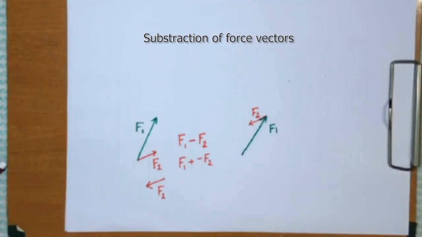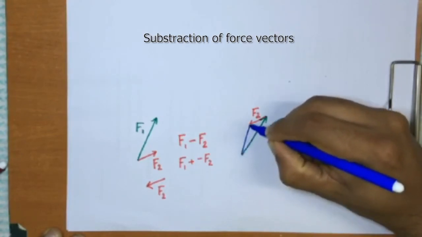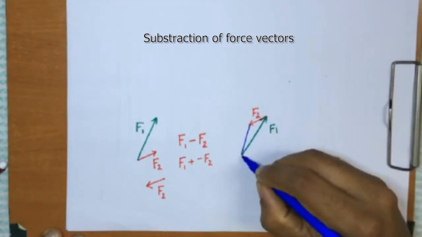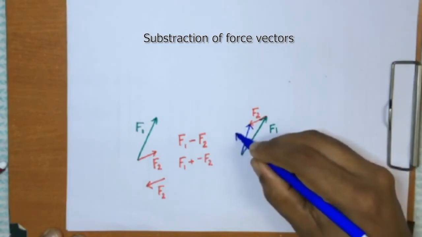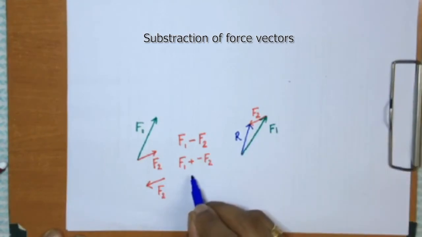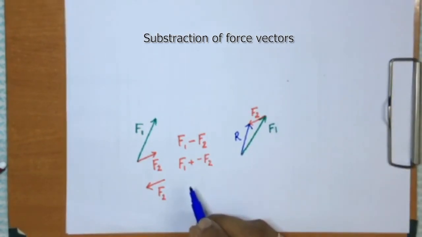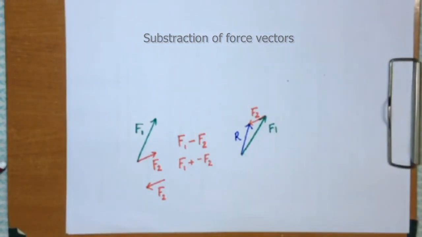So, what am I finally finding out? The resultant. The resultant would be, as I have already mentioned, from the tail to the head. This will be your resultant force R. The vector subtraction is nothing but addition of a negative vector or a direction changed vector.